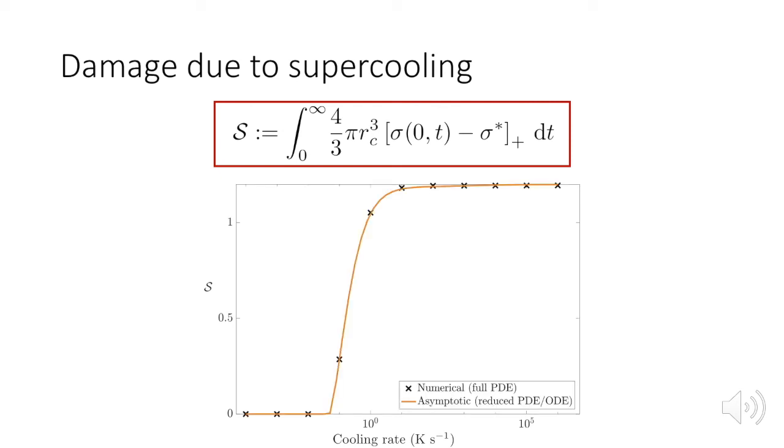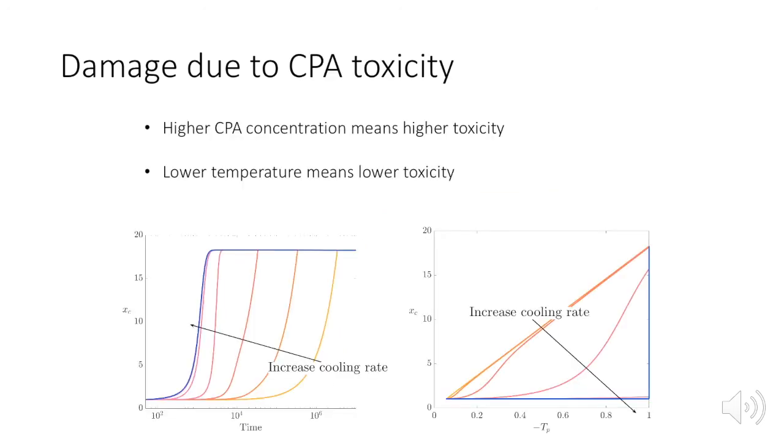The crosses are the numerical results, and each cross takes a couple of hours to obtain, and this solid line is the asymptotic results. The whole solid line takes about 20 minutes to generate using the asymptotic results, and you can see that it agrees well and allows for a better resolution, so it really is worth using the asymptotic results. The other damage metric is for CPA toxicity, which is more prevalent at lower cooling rates.